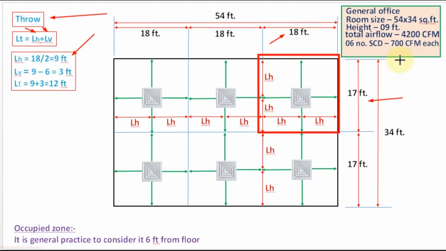Then for the vertical throw, as the room height is 9 feet and it is general practice to consider 6 feet from the finished floor as the occupied zone, to calculate the vertical throw we subtract it from the total height. Total height 9 feet minus occupied zone height 6 feet, then the vertical throw will be equal to 3 feet. Then the total throw will be 9 plus 3, equal to 12 feet.